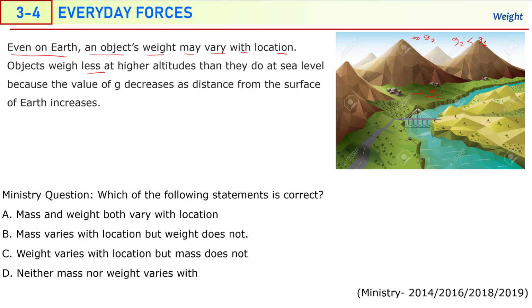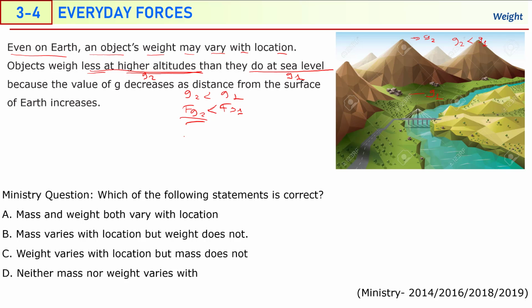An object's weight is less at higher altitudes than it is at sea level. At sea level, let's say g1, at higher altitudes, g2. So g2 is less than g1. That's why the gravitational force, which is weight, Fg2 is less than Fg1, that is, the weight at the top of the mountain will be less than the weight at sea level.